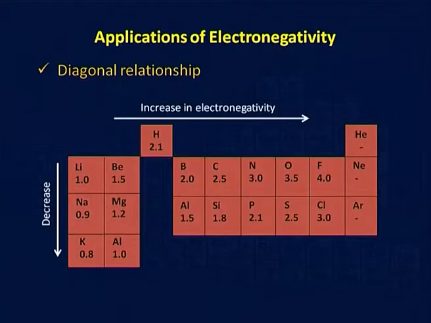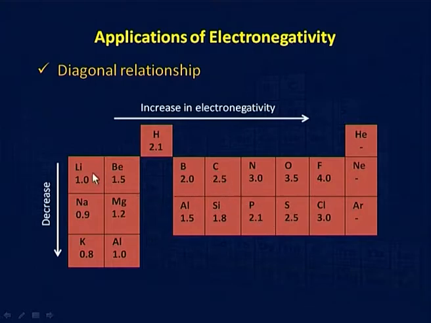Then a very important application of electronegativity is the diagonal relationship shown by the elements. So, the diagonal relationship is this: when elements are present in the next period and next group, they show similarities in their properties. Their physical as well as chemical properties show similarities, and this is known as the diagonal relationship. In this way, lithium, which belongs to the first group, shows a diagonal relationship with magnesium, which is a member of the third period and second group, and beryllium shows a diagonal relationship with aluminium. Similarly, boron shows a diagonal relationship with silicon, and carbon shows a diagonal relationship with phosphorus. So why do they show a diagonal relationship?